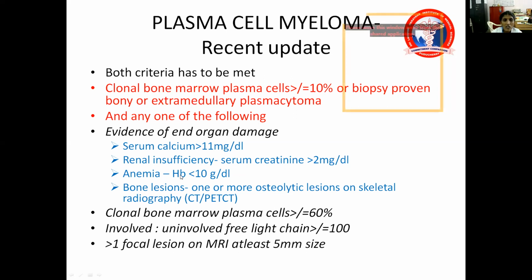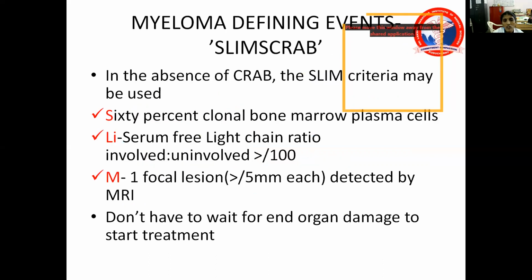Then the second one is R for renal insufficiency, which is demonstrated by serum creatinine level more than 2 milligram per deciliter. Similarly, A for anemia, hemoglobin less than 10 gram per deciliter. And finally, it is B, which is bone lesion, where the lesion is demonstrated by CT or PET-CT scan by one or more osteolytic lesions on skeletal radiography. It could be a simple X-ray also sometimes, which can show a lytic lesion, but when it is not available, you have to demonstrate it by CT or MRI.